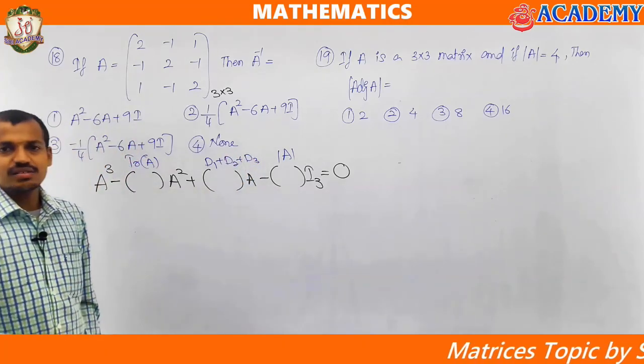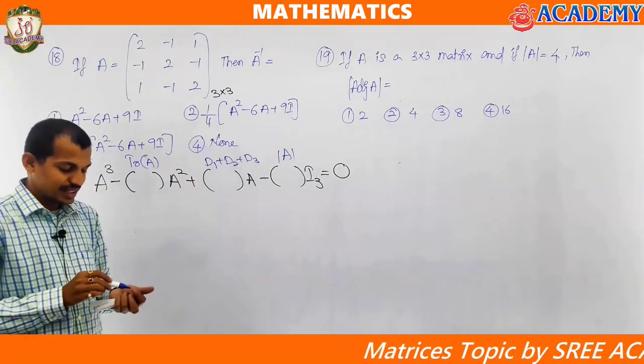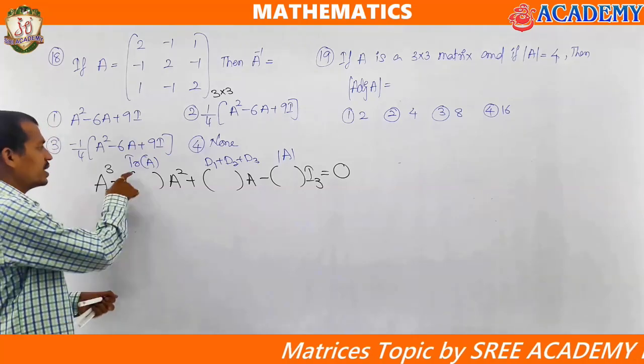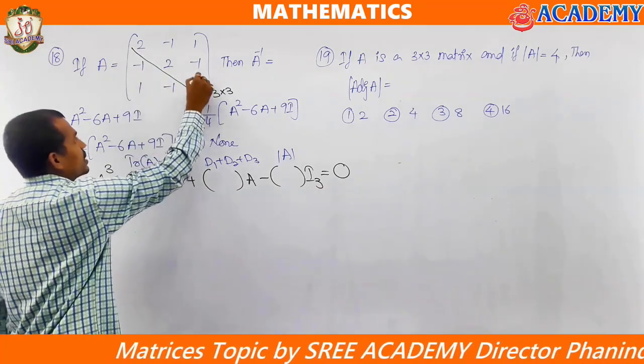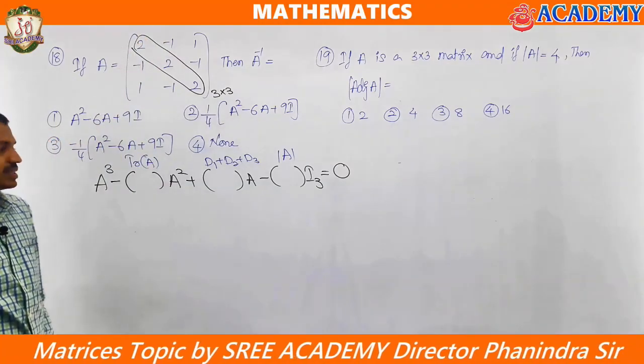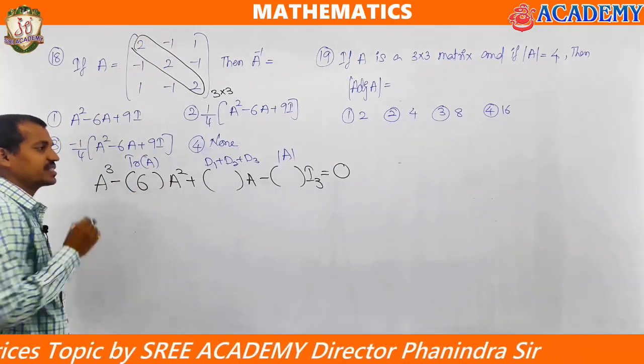We already know this, so let's write the determinants of the matrices. Here, what is the trace? Come on, simply adding the principal diagonal elements, that is going to be 2 plus 2 plus 2, which is nothing but 6.